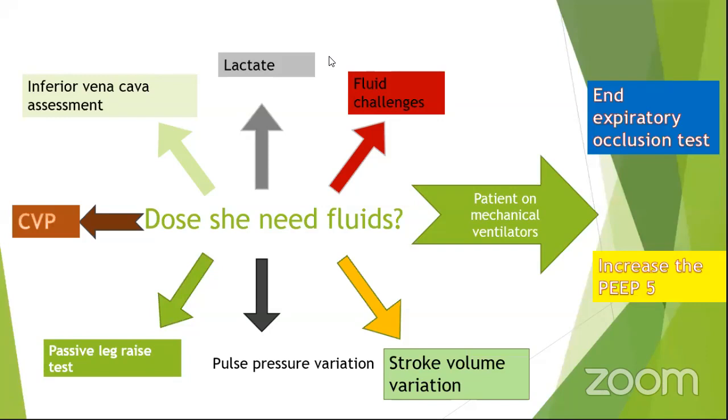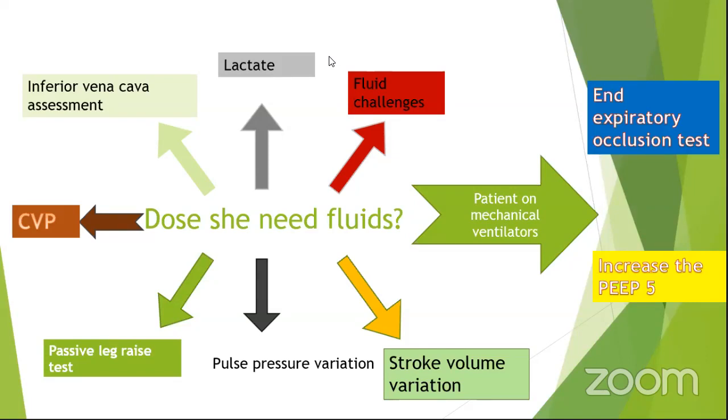What is the volume status of this patient? How can we assess the volume status? We have a lot of methods, but we will focus on some of them. Here there is inferior vena cava assessment by bedside ultrasound. Assess the IVC collapsibility and the size of the inferior vena cava. For example, if it is less than 2 and collapsing during inspiration, that goes with hypovolemia. This is very important to assess by ultrasound.